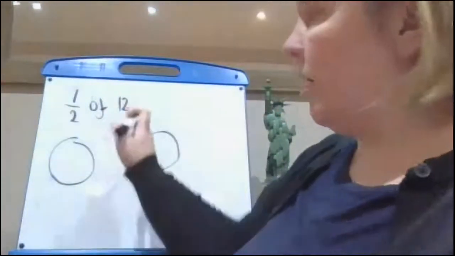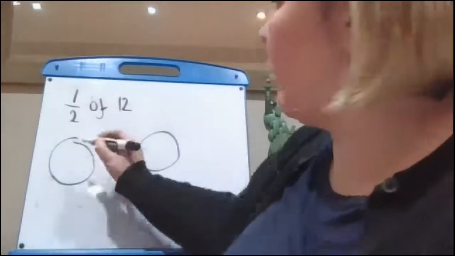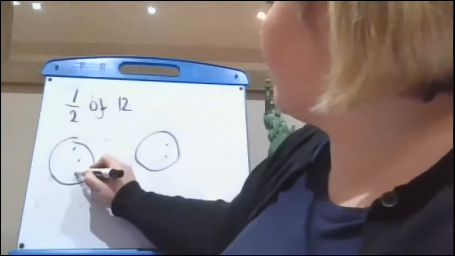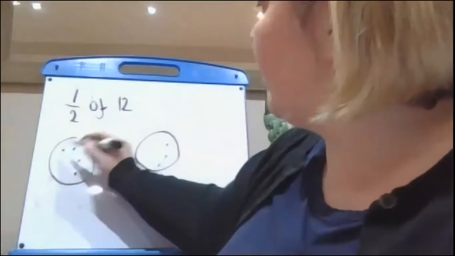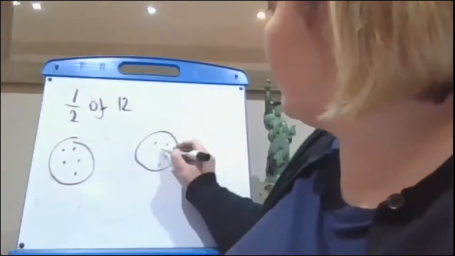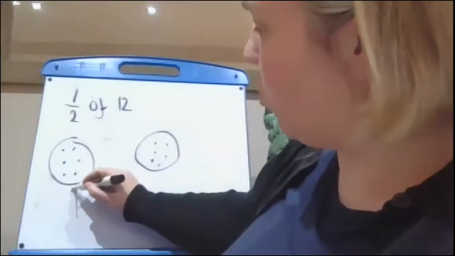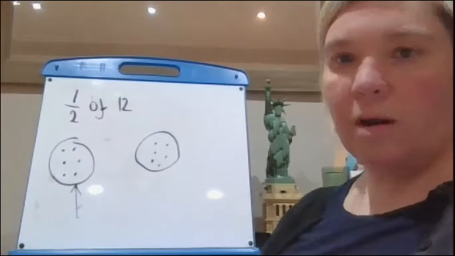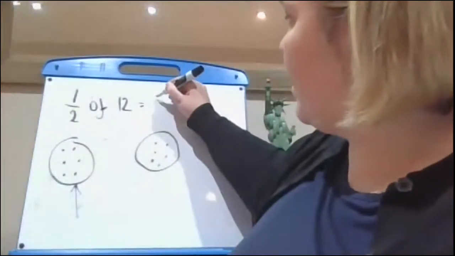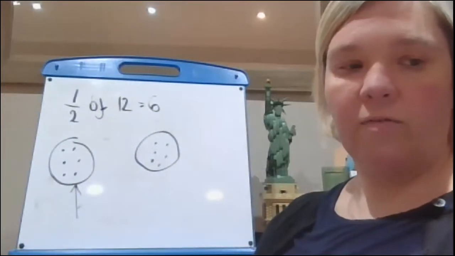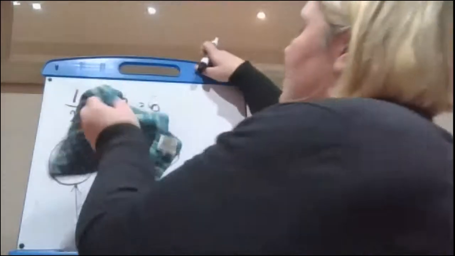Okay. And we have 12. So I'm going to split my 12 up. 1, 2, 3, 4, 5, 6, 7, 8, 9, 10, 11, 12. We're looking at 1/2. So my answer is what, Year 3? Hopefully you have all written half of 12 equals 6. So this is going back to the numbers that you were working with last week and the fractions that you were doing last week, isn't it?